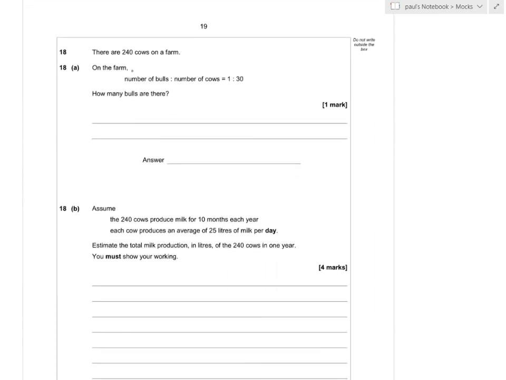240 cows on a farm. The ratio of bulls to cows is 1 to 30. How many bulls are there? So let's do the 1 plus... Oh, hang on. No, we don't need to do that, do we? So we've got bulls and cows, 1 to 30. So 240 divided by 30 is 8. So there are 8 bulls. That's enough bulls to be in one field, isn't it?